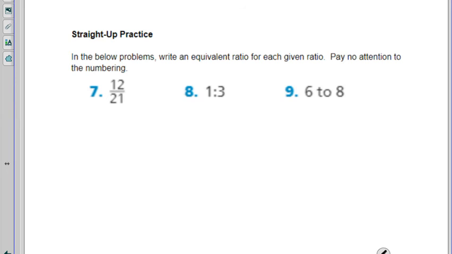All right, we have some straight up practice, and we want to find equivalent ratios for each of them. There are lots and lots of possible answers, but I need you to give me at least one correct one. Pay no attention to the numbering. That's just where I copied it from. No need to worry about that.